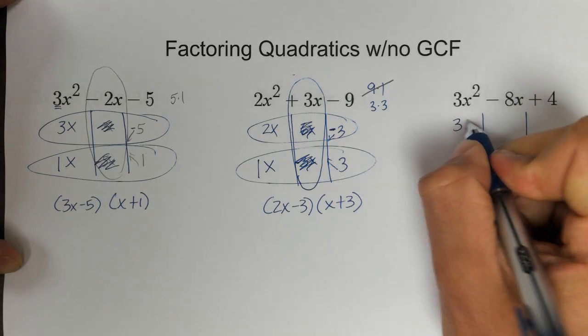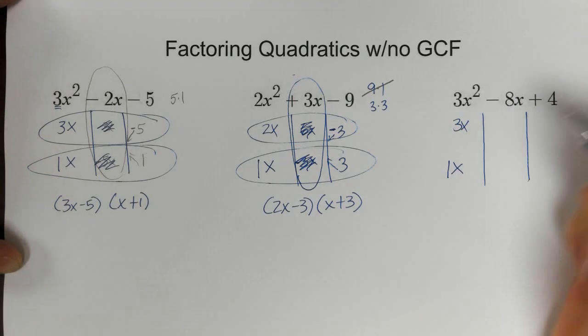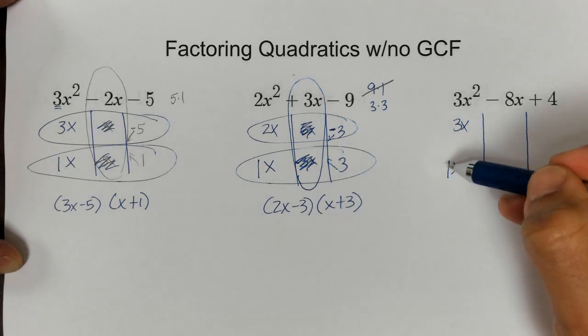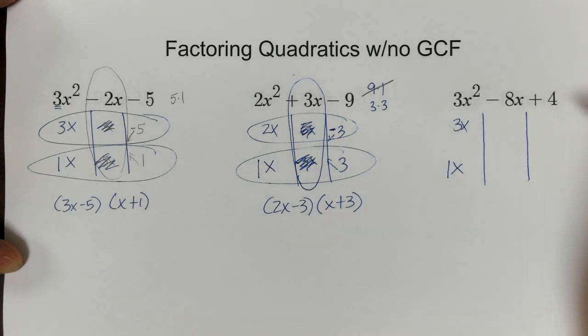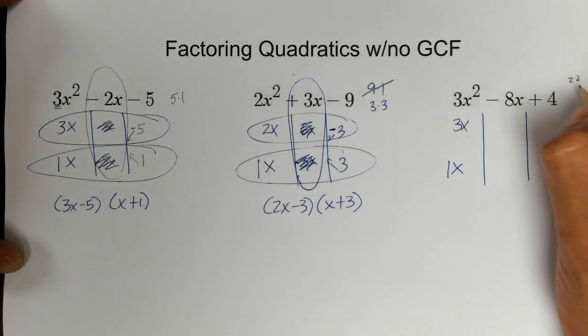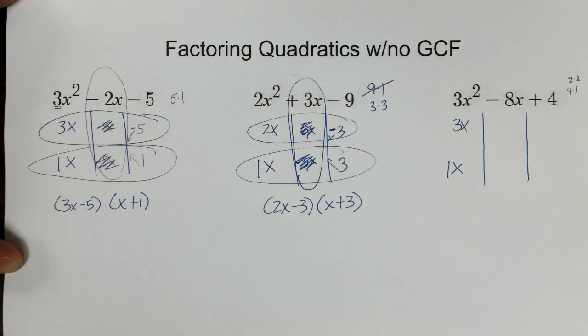I have 3x times x, or 1x if you prefer, right? 1x or just x, it doesn't really change anything. To get 4, we got 2 times 2, and we have 4 times 1. Let's experiment.